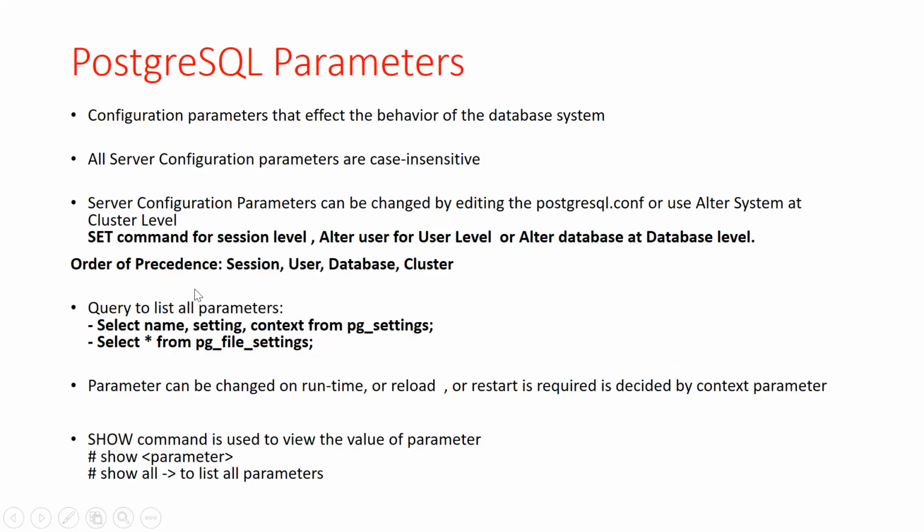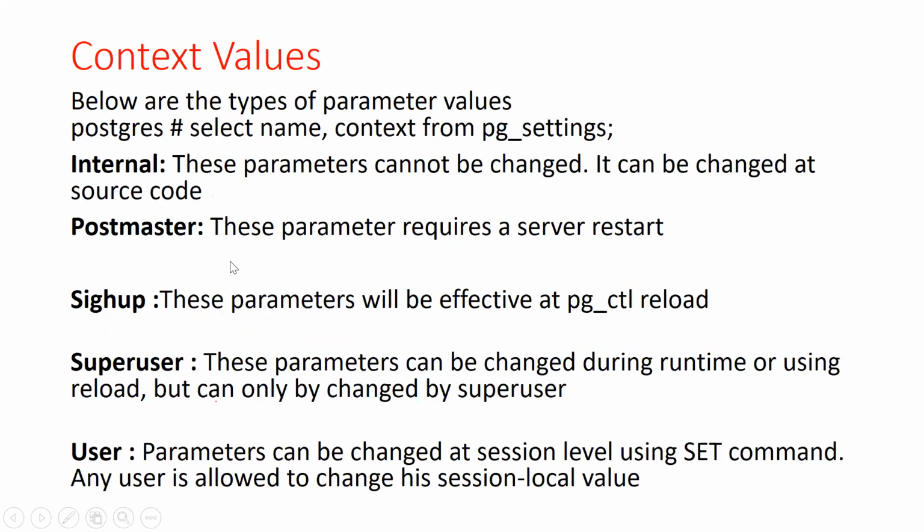Now there is one more thing, context. Context is very important. Context means how the parameter can be changed. Just like in Oracle there are static and dynamic parameters: some parameters can be changed at runtime, some are static and only a restart is required. Similarly in Postgres there are parameters which have a context, which tells how the parameter can be changed and how effective it is.